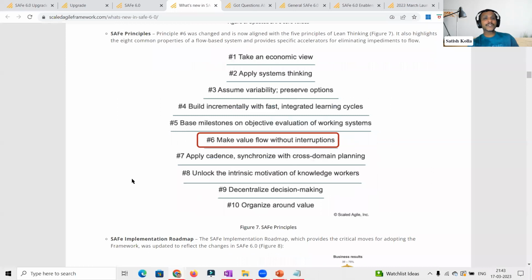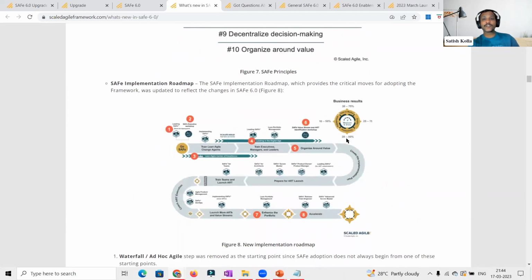Moving ahead, the principles. Version 5 brought in the organizer values in a new principle. Now version 6 has this principle realigned: make value flow without interruptions. So the value and flow from House of Lean was brought and realigned or refined in the form of principle number 6. And the implementation roadmap, going ahead.